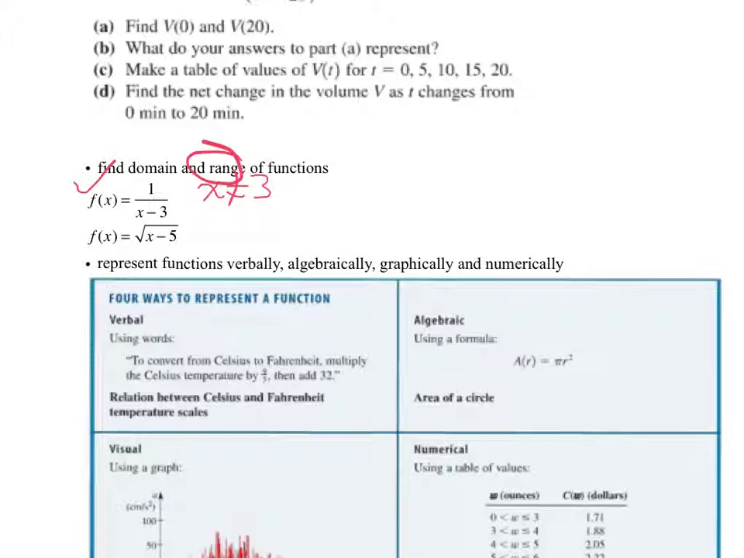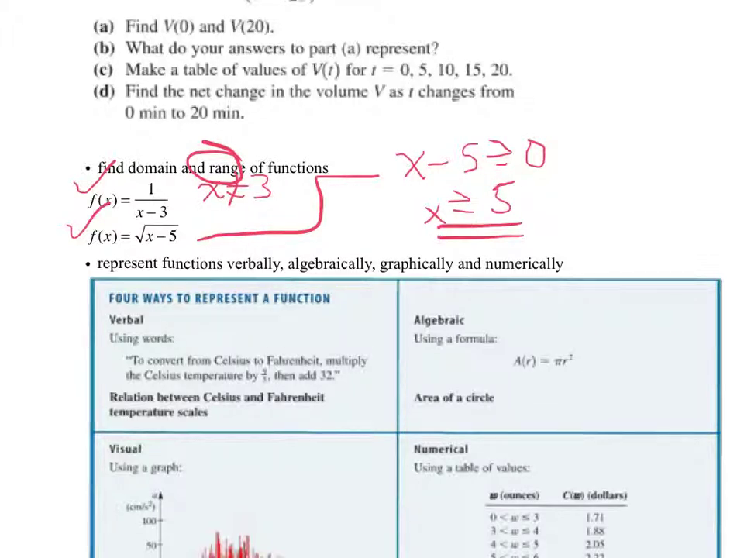For f of x equals the square root of x minus 5, since x minus 5 is inside of a square root, we have to have that x minus 5 is greater than or equal to 0, because you can only take square root of numbers that are not negative. Therefore, x must be greater than or equal to 5, and that's the domain. The domain is all real numbers greater than or equal to 5. The range is all positive numbers, because the square root of x minus 5 is always positive.